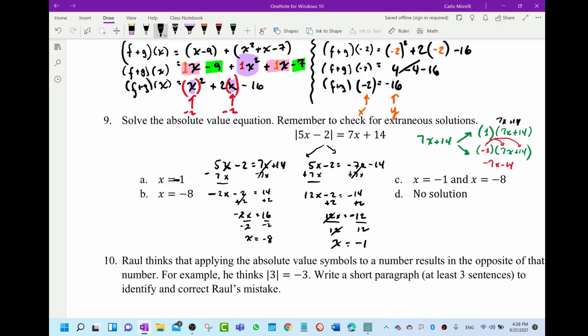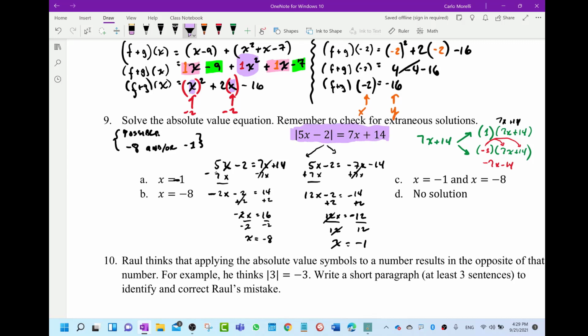So these are our possible solutions. Negative 1, or sorry, we're doing it in order. Possible, not final, are negative 8 and negative 1. So now we have to test them. Where do we test them? Well, we just plug it in here.